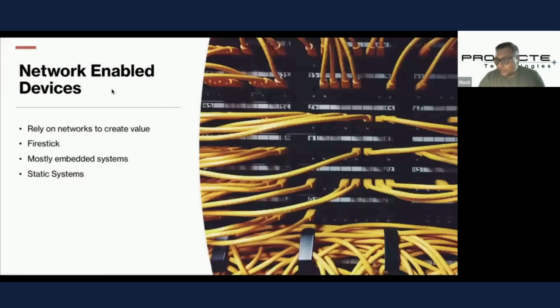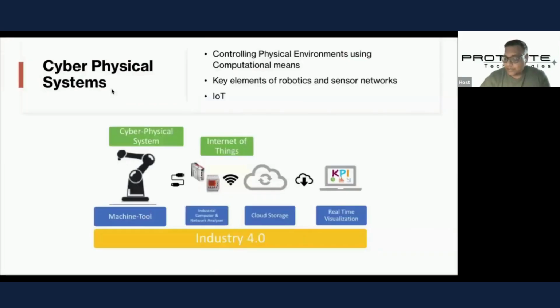Then we have network enabled devices. Embedded systems rely on the network for communication, because the embedded system doesn't have much computing power. It relies on the backend to compute. Most of the embedded devices have a network interface, like you can see Fire Stick, or IoT cameras which are connected to the internet for enabling their complete task. Such systems are called network enabled devices.